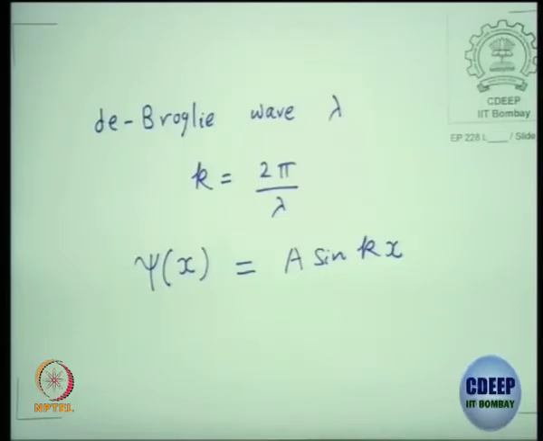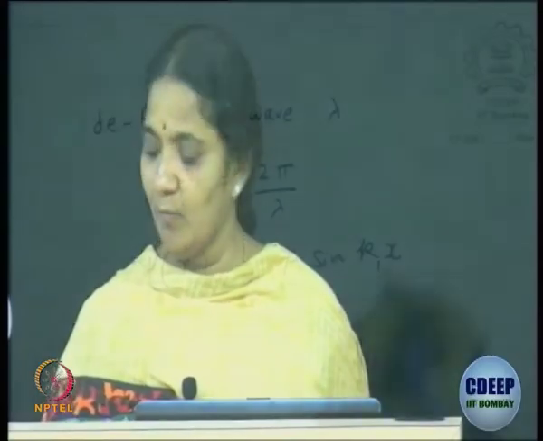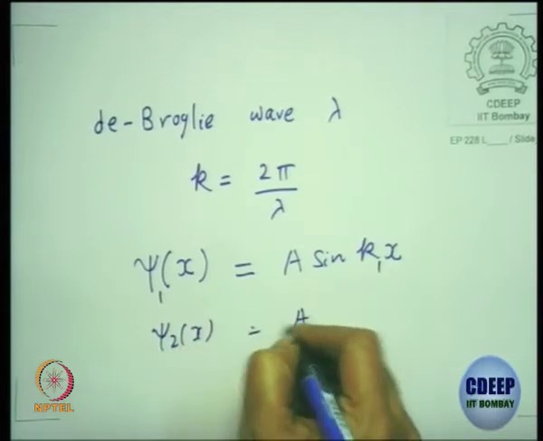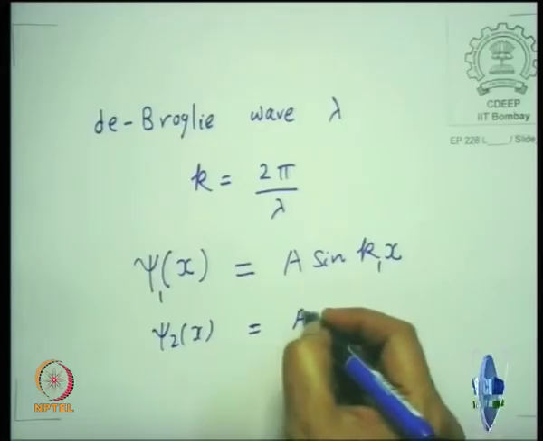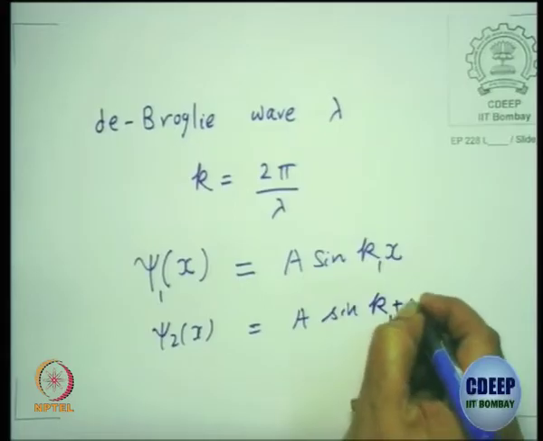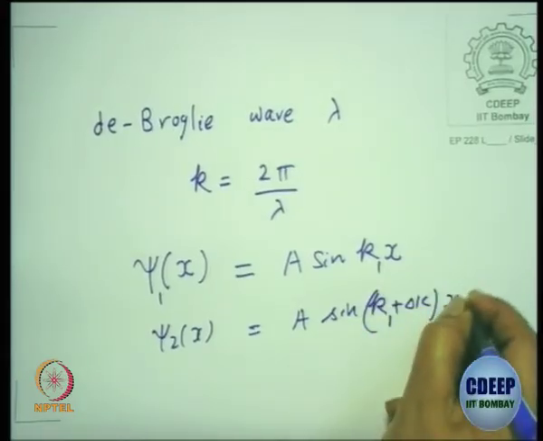Yes or no? It's like an electromagnetic wave with a specific wavelength. If you have time dependence, you can put kx minus omega t. Let me just take psi of x. And you can do a superposition of two waves. You can have psi 1 as k1, and you can have psi 2 of x with some other amplitude, maybe the same amplitude, sin k2, let me take k2 as k1 plus delta k, x.